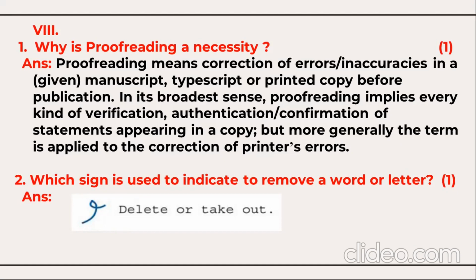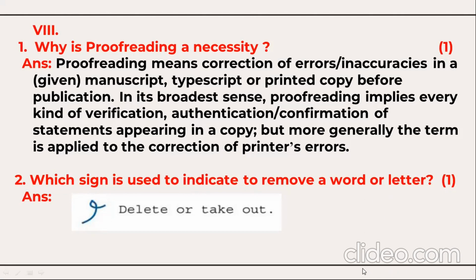Proofreading means correction of errors and inaccuracies in a given manuscript, typescript, or printed copy before publication. In its broadest sense, proofreading implies every kind of verification, authentication, and confirmation of statements appearing in a copy. But more generally, the term is applied to the correction of printer's errors. Now see here, which sign is used to indicate removing a word or a letter? This is the sign. This symbol is used to delete or take out the content.